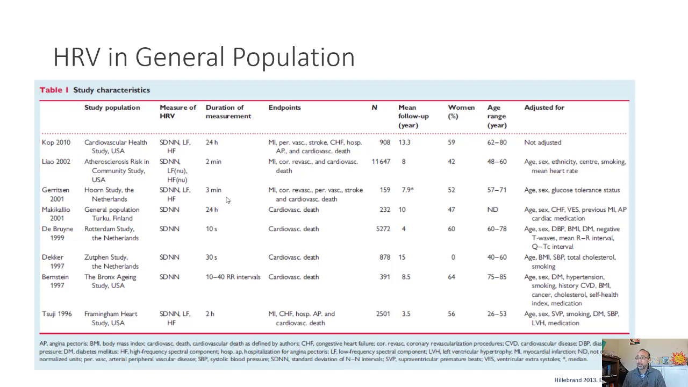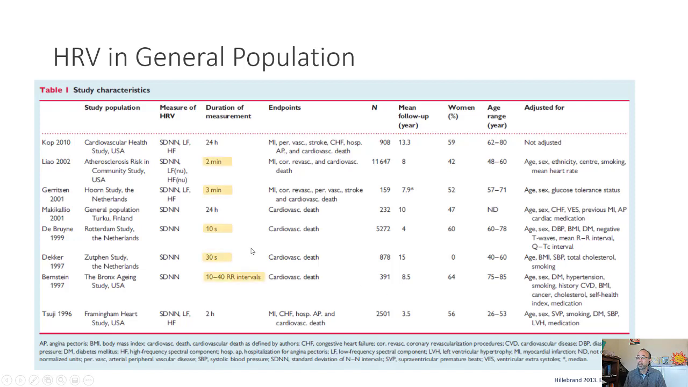This is a meta-analysis done by Hillebrand in 2013, which summarizes the studies that looked at heart rate variability in a general population. And we can see here that it was done in numerous locations with a focus largely on SDNN with multiple endpoints, but mostly about cardiovascular death. And there were also others with myocardial infarctions, other cardiac outcomes. Many of these were large studies. Mean follow-up ranged from 3.5 to 13 years and a good range in age.